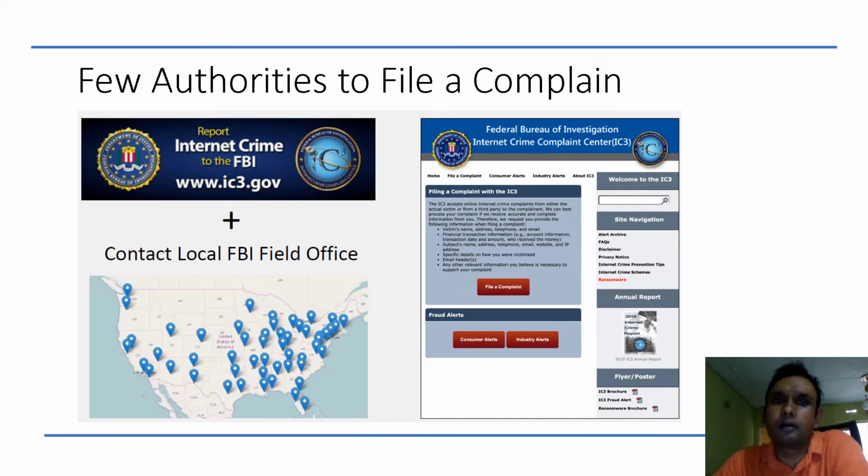So these are the few law authorities that you can file a complaint with. Of course, if you are living in the USA, it is very easy for you to file a complaint. You have the FBI and many local officers allocated by the states of your country, which would make it very easy for you to file a complaint.